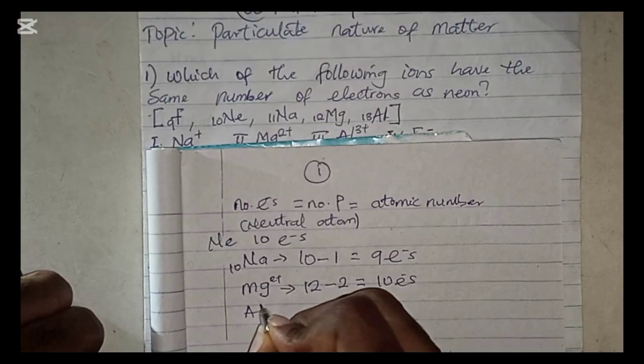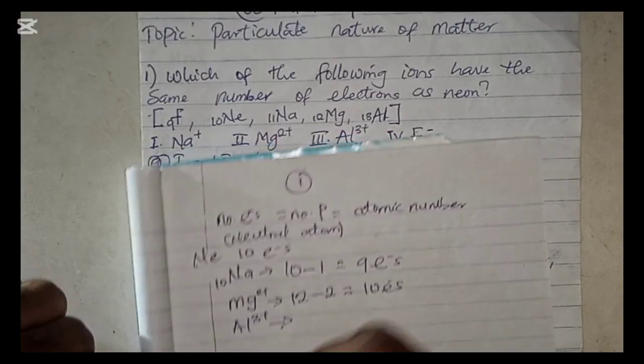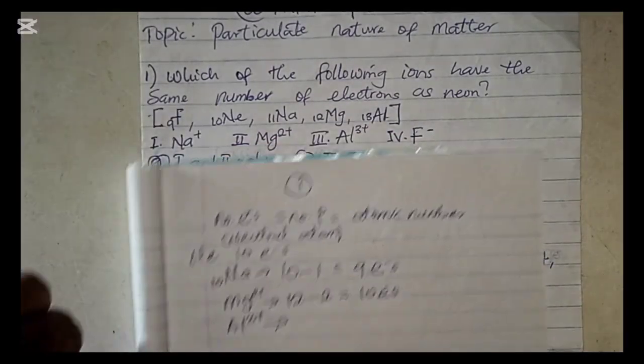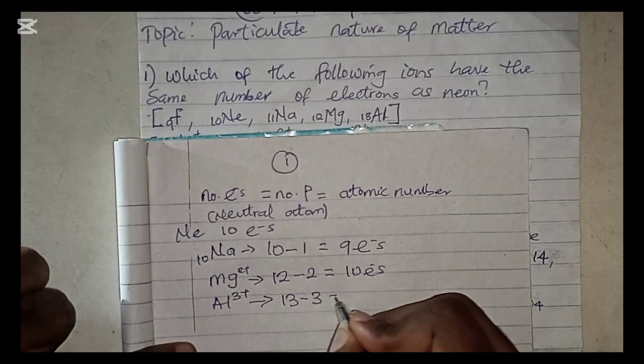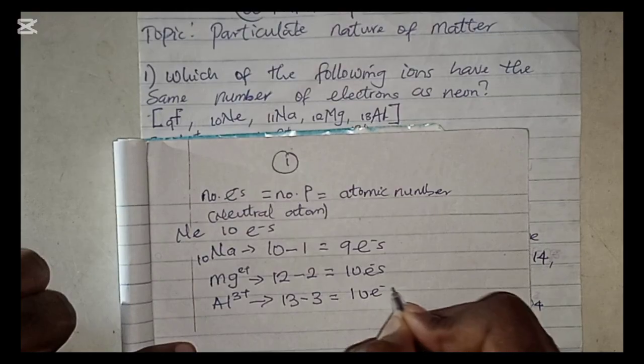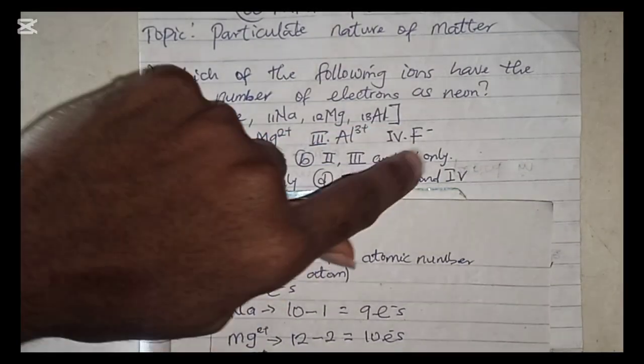We go for aluminium 3 plus. Aluminium has an atomic number of 13. So we have 13 minus 3. So it lost 3 electrons. So it's going to be what now? 10 electrons again.